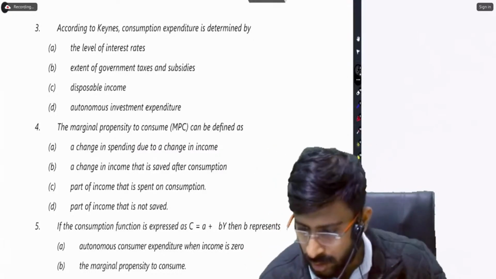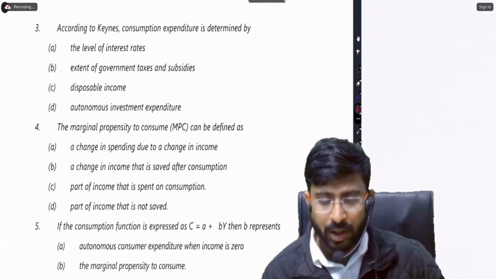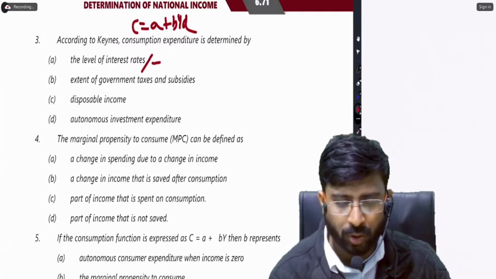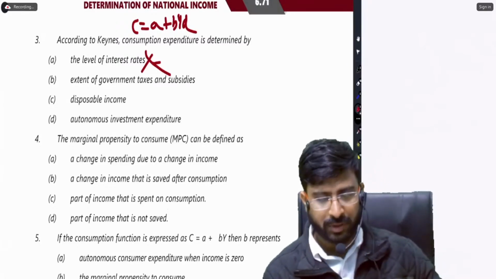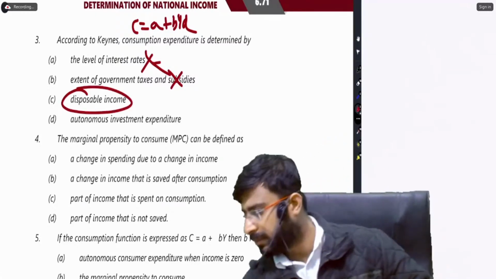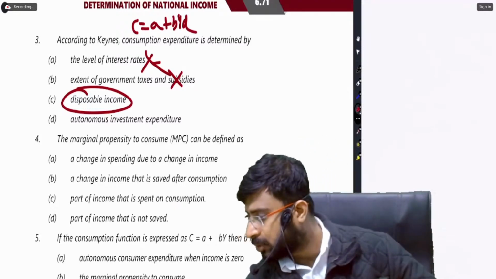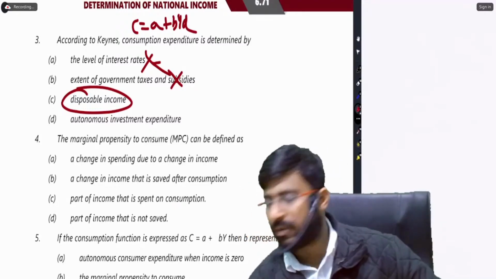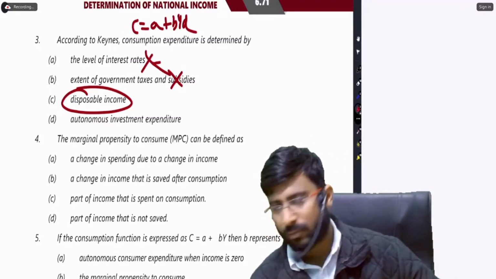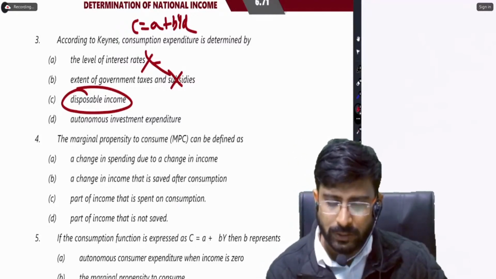According to Keynes, consumption expenditure is determined by? Okay, great. C equals A plus BYD. You remember? So no. Extent of government taxes and subsidies? No. It's okay, but to a certain extent. Mainly by disposable income. Consumption expenditure is determined by disposable income. So 3C would be the answer. Okay. Next. First note this one down.